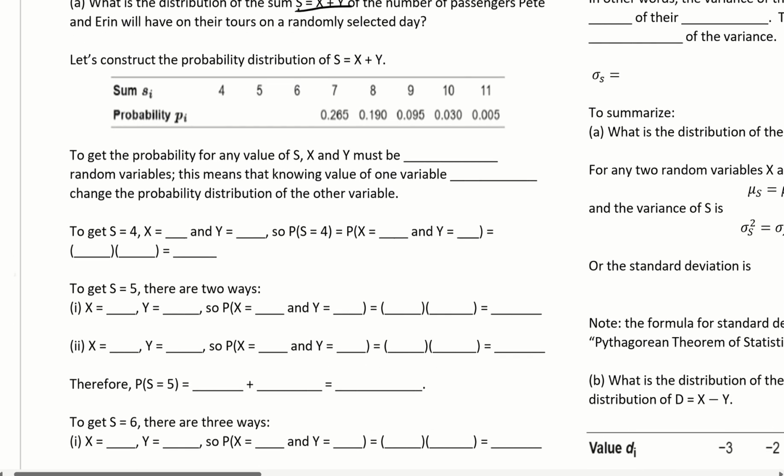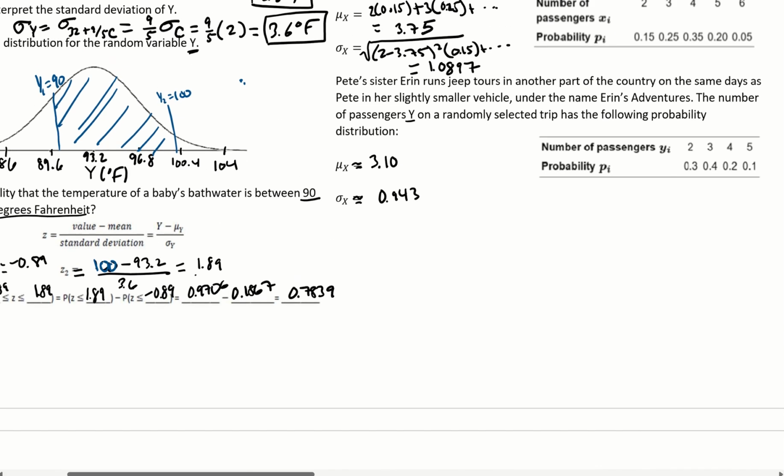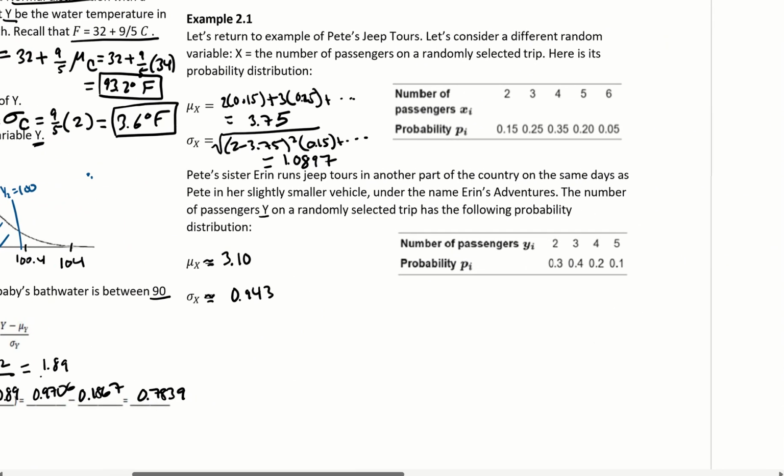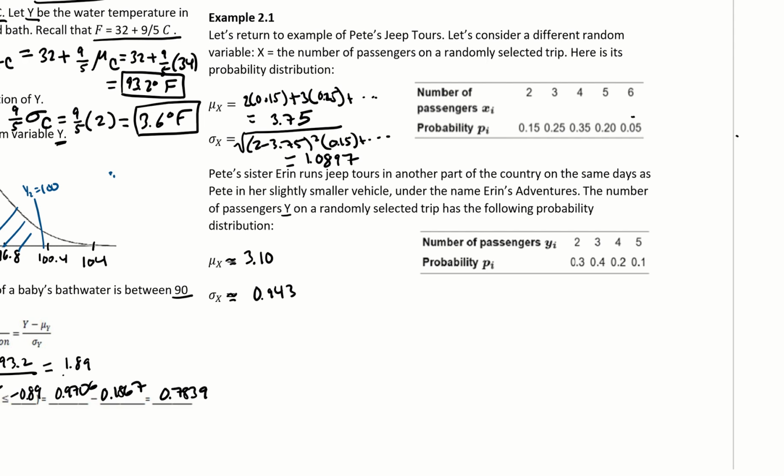Okay, so we're going to need to construct the probability distribution of X plus Y, and we're going to call the variable S, for sum. So let's go ahead and do that. First off, to get a sum of 4, we would have to do 2 plus 2, right? Because if you look at the distributions for them, you can only get a sum of 4 by doing 2 plus 2 according to these two tables.